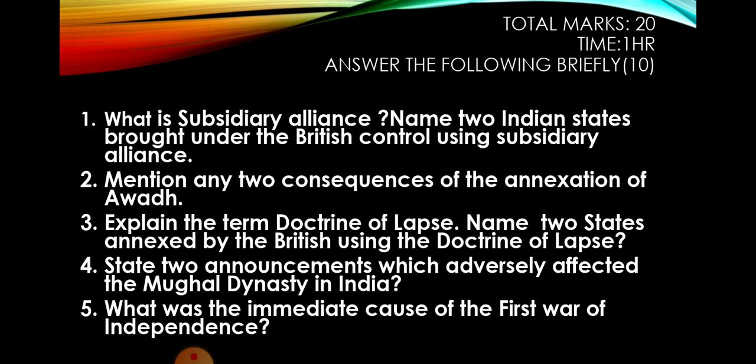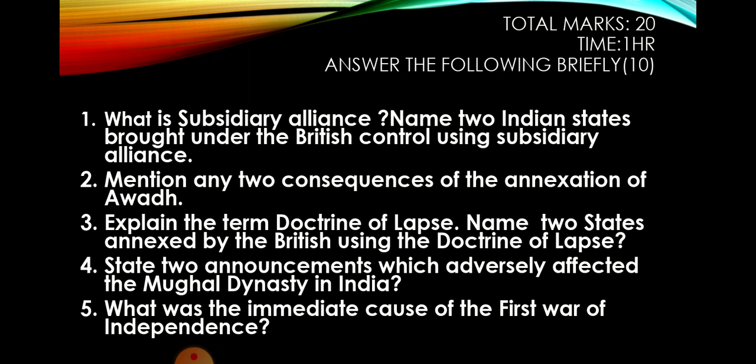When you are writing the answer, you have to write 2 points. The first point is the definition of subsidiary alliance. It is for 1 mark, and the remaining 1 mark will be given for writing 2 Indian states which were brought under the British control by using subsidiary alliance.